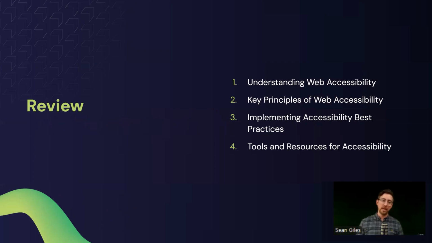As a review, we've got understanding website accessibility. Accessibility is about creating a really good user experience for everybody who interacts with our website and our content across the web, regardless of their ability and access levels. There are key principles of web accessibility. We had the POUR acronym, making sure it's perceivable, operable, robust, and understandable. I just said those out of order. Then implementing accessibility best practices, like alt attributes on images.